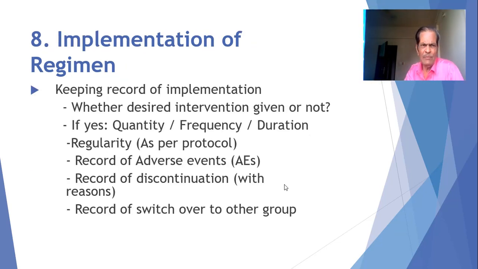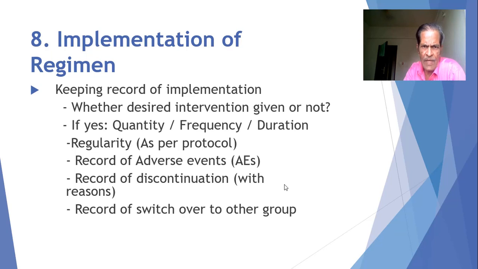Then the next step is the implementation of the regime. Keeping the records of implementation is the next group of activities in the clinical trial. So the first thing, apart from the record of the identification of the patient, is whether the desired intervention was given or not, and if not given, what was the reason. That record should be there.